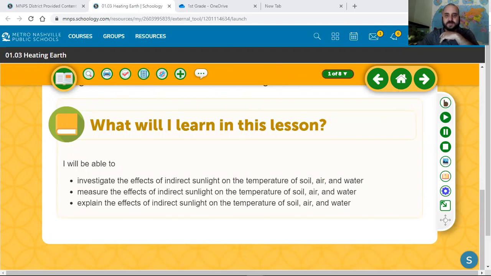Well, we want to investigate the effects of indirect sunlight on the temperature of soil, air, and water. We want to measure the effects of indirect sunlight on the temperature of soil, air, and water. And we want to explain these effects. So we're going to investigate, measure, and explain.